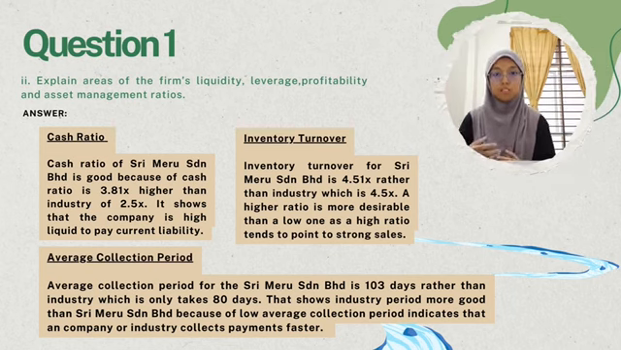Third is average collection period. Average collection period for the Seri Meru Sendirian Berhad is 103 days, rather than industry, which only takes 18 days. That shows the industry period is better than Sri Meru Sdn Bhd because a low average collection period indicates that a company or industry collects payment faster.